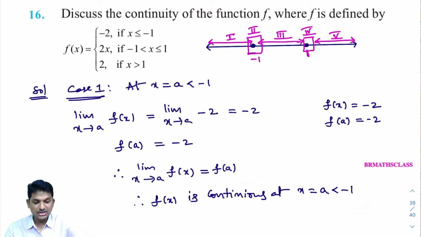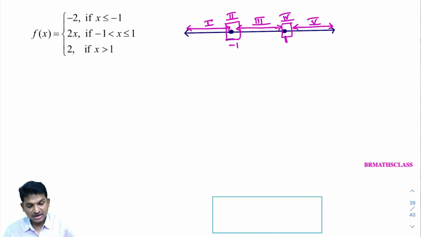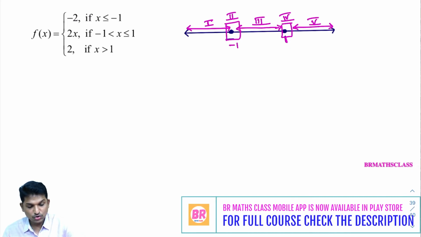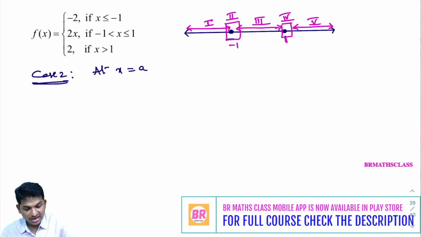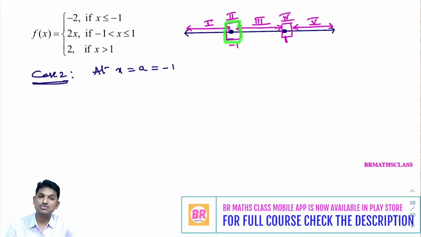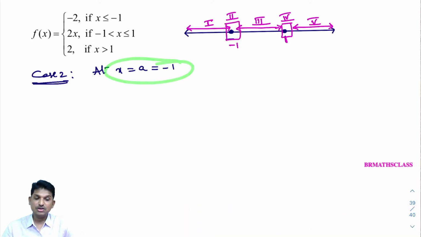Now I need to check the continuity at the point minus 1. Case 2. In the previous zone, I checked the continuity and came to know that it is continuous whenever a is less than minus 1. Now I'll check the continuity at minus 1. Case 2, at x equal to a, where a is minus 1. I am checking continuity at x equal to minus 1. When do we say the function f of x is continuous at x equal to minus 1?